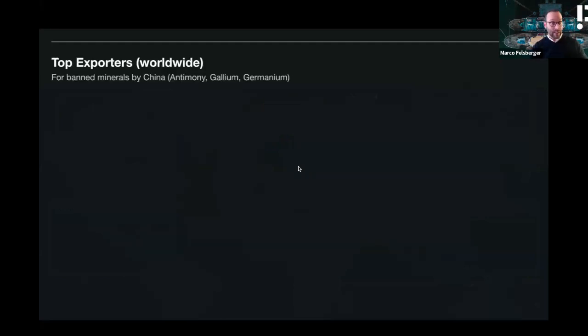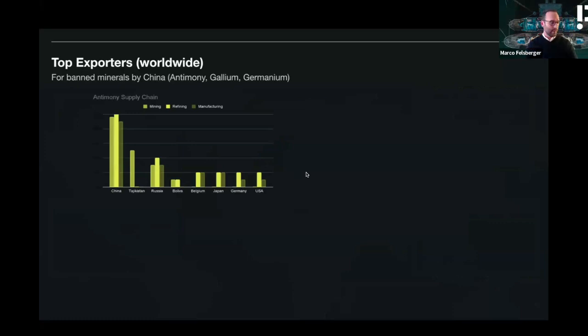Last but not least, I just wanted to show some charts here with the top exporters worldwide for the minerals which are now banned by China. We see here that China is quite strong in three stages for antimony, for example: mining, refining, and manufacturing. You also see that countries like Belgium, Japan, Germany, and the USA are getting better when it comes to the refining, processing, and manufacturing parts.